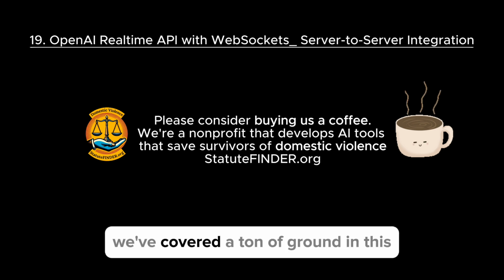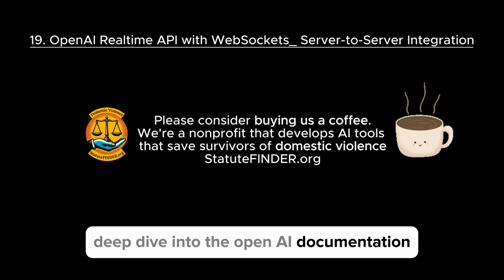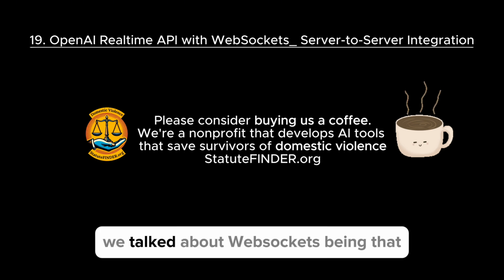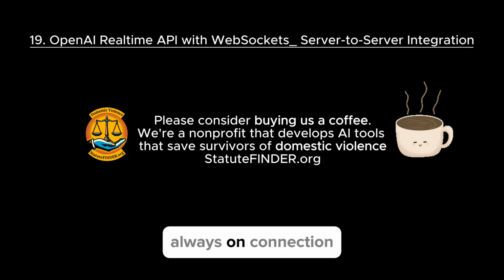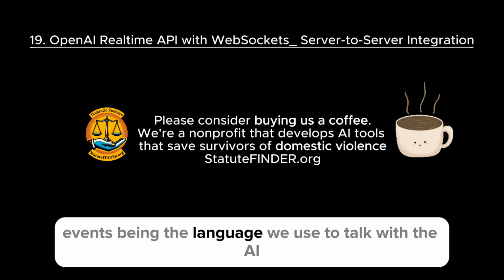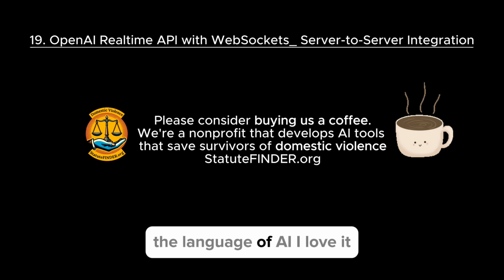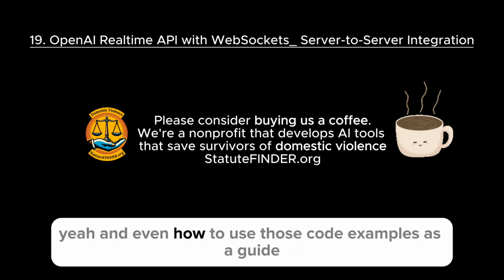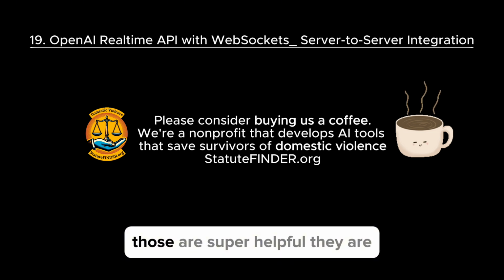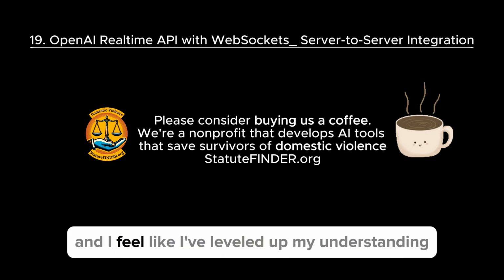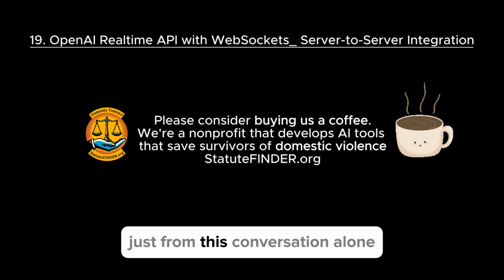All right, so we've covered a ton of ground in this deep dive into the OpenAI documentation. Yeah, we really have. We talked about WebSockets being that always-on connection, events being the language we use to talk with the AI. The language of AI, I love it. And even how to use those code examples as a guide. Those are super helpful. They are, and I feel like I've leveled up my understanding just from this conversation alone.